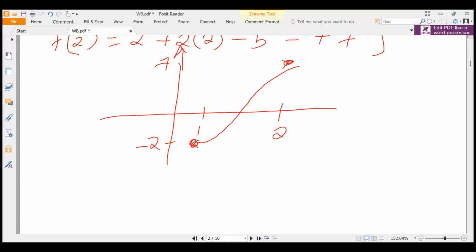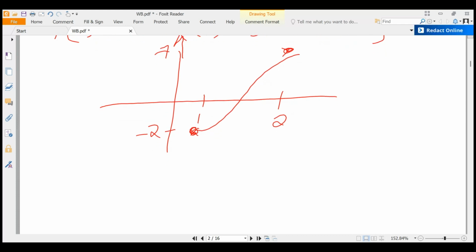So this guarantees that the equation that we were solving, x cubed plus 2x minus 5, has at least one root in the open interval 1, 2.